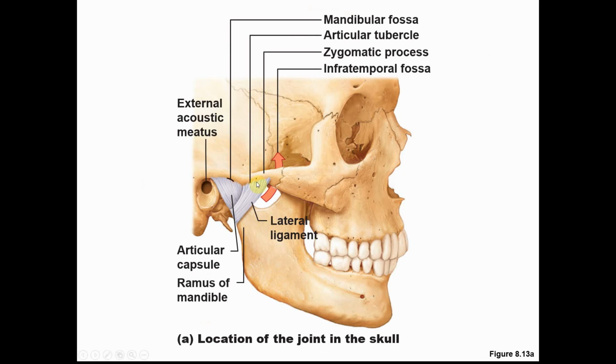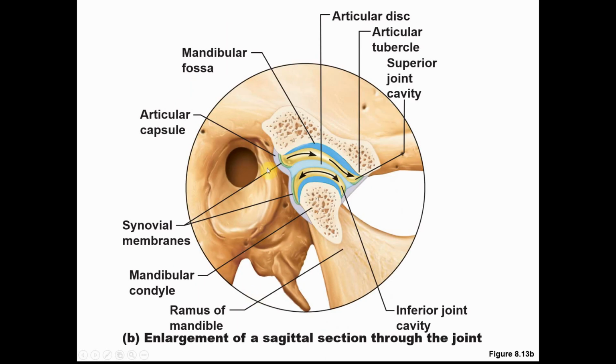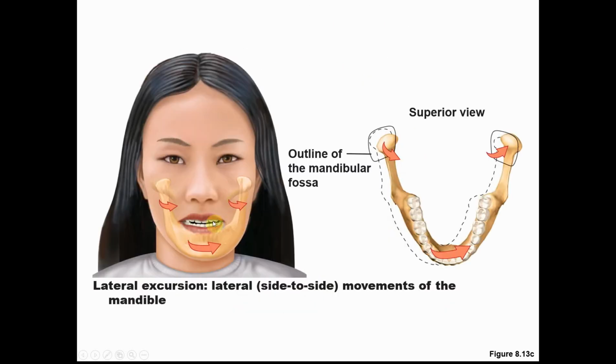So here is the mandible, here's the temporal bone, and the joint between the two would be the temporomandibular joint. The temporomandibular joint is a synovial joint. It has synovial membranes. It also has a little bit of an articular disc. This is going to be fibrocartilage in here because we need that resiliency and toughness in the jaw. Here's the lateral excursion or side-to-side movement we get with the jaw.